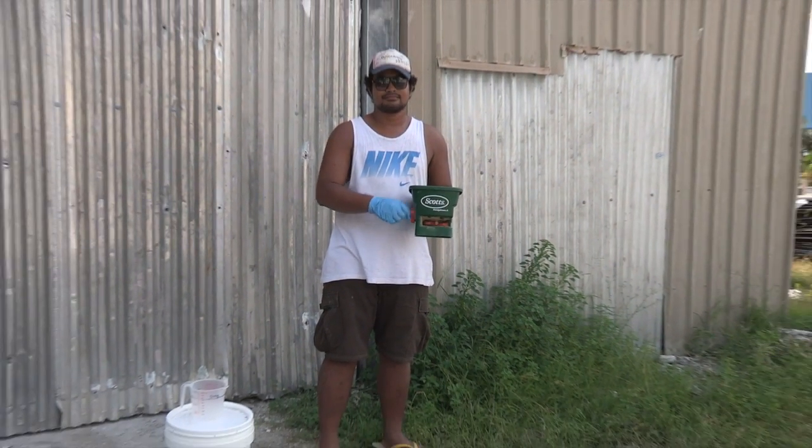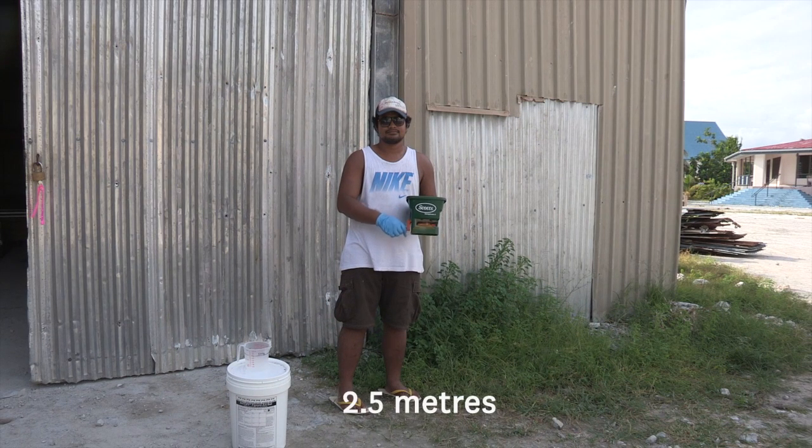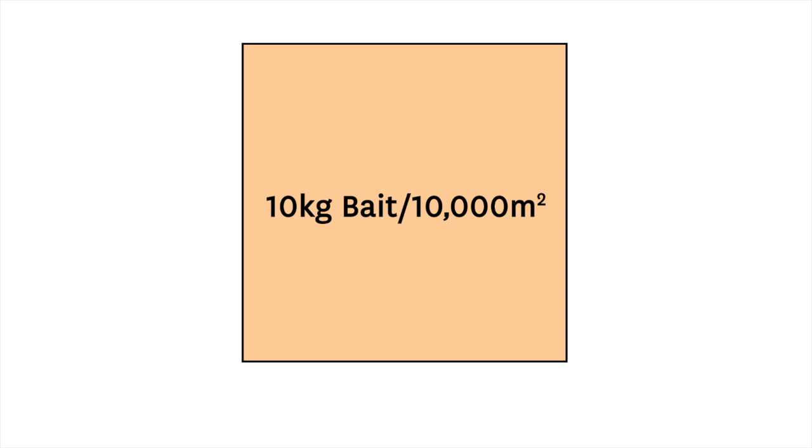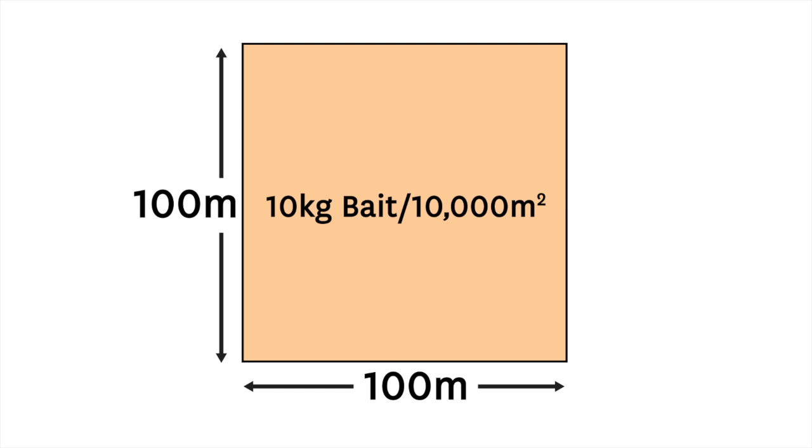Each spreader creates a swathe of bait that's approximately 2.5 meters wide. Knowing this and the length of the area being treated allows us to calculate how much bait we need to use. Imagine we have a bait with an application rate of 10 kilograms per hectare. That's 10 kilograms every 10,000 square meters, or 10 kilograms every 100 by 100 meter area.